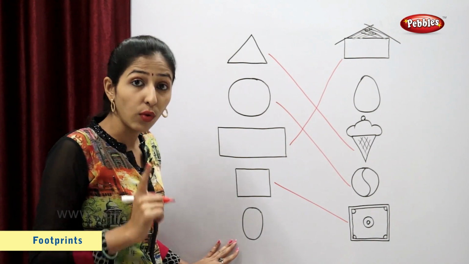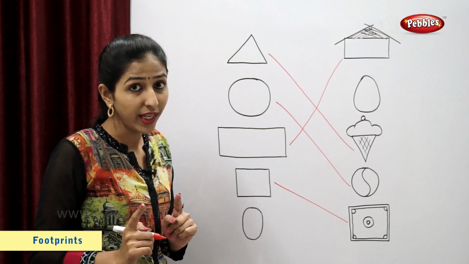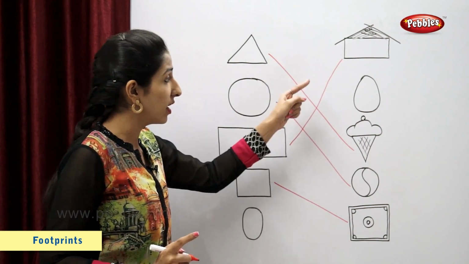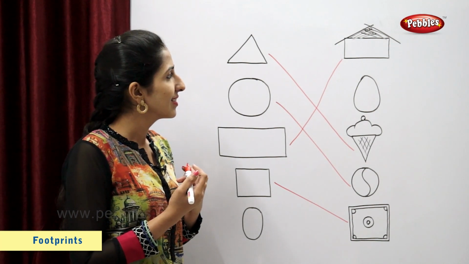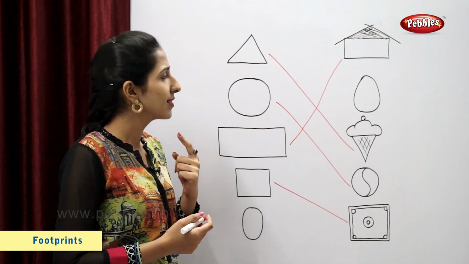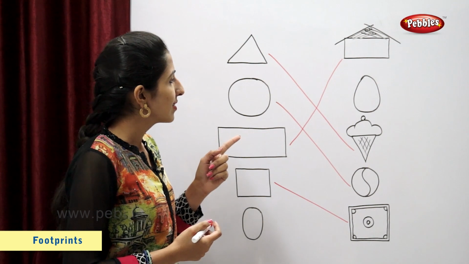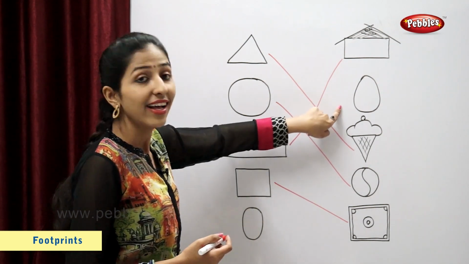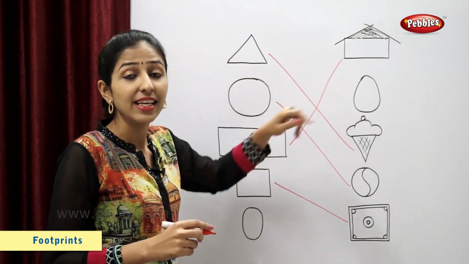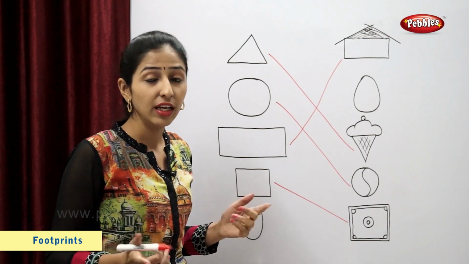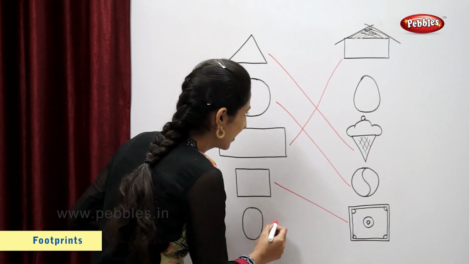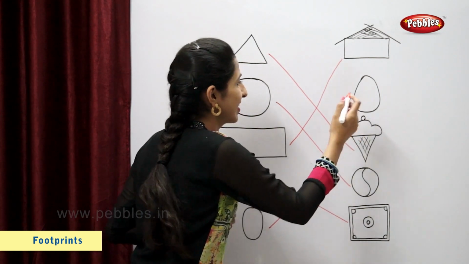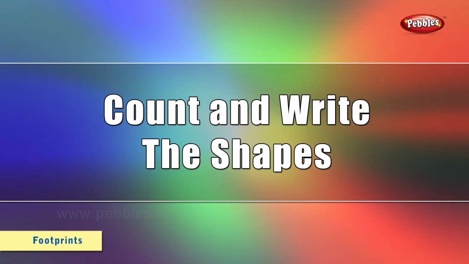This is an oval. Now you tell me, which is the figure similar to an oval? Egg. Egg is similar to an oval. So now let's match. Let's count and write the shapes.